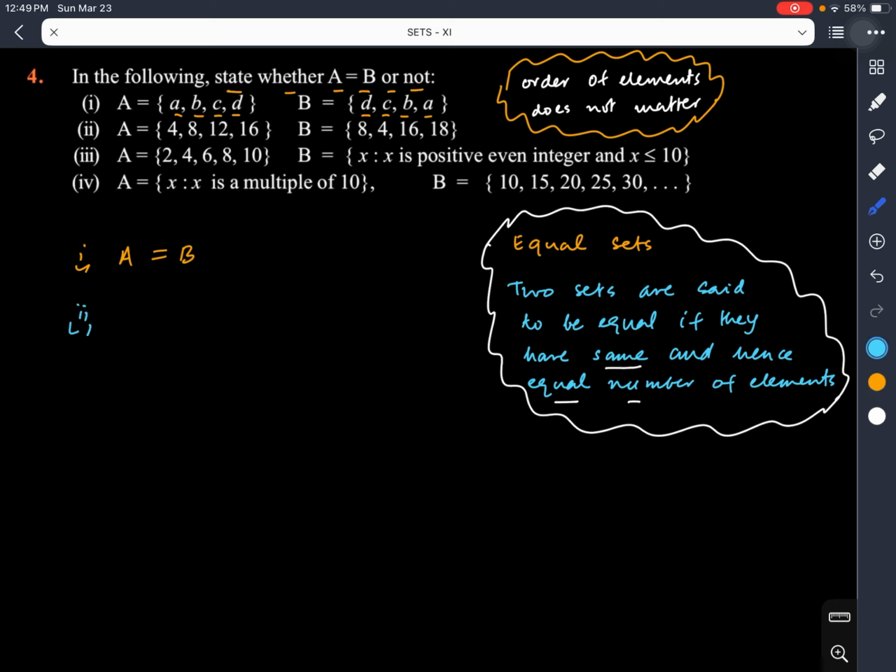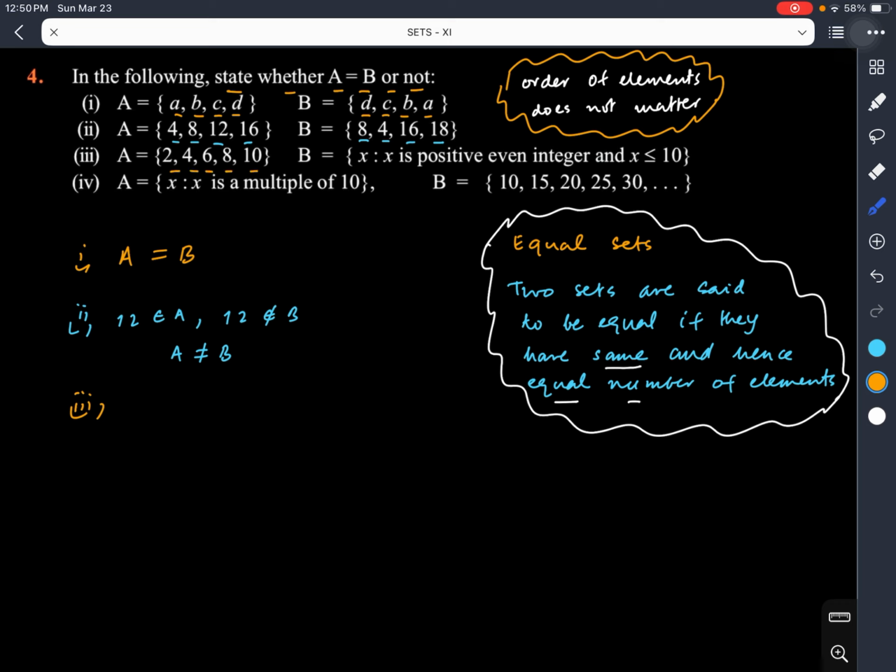Part number second. Set A contains elements 4, 8, 12, 16, while set B contains elements 8, 4, 16, 18. Here one can observe that 12 belongs to set A, while 12 is not an element of set B. So these two sets in part number 2 are not equal. Part number 3. Set A has elements 2, 4, 6, 8 and 10.